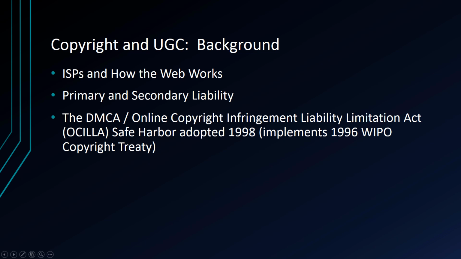So the first thing that we want to do in talking about this is to remember a little bit about how the web works and what an internet service provider, or as the DMCA calls it, an online service provider, does, and why there are issues about potential copyright liability for those providers. We'll talk about primary and secondary copyright liability, and then we'll talk about the specific safe harbors under the DMCA, OCILLA, and a few cases that I gave you to look at for this week.